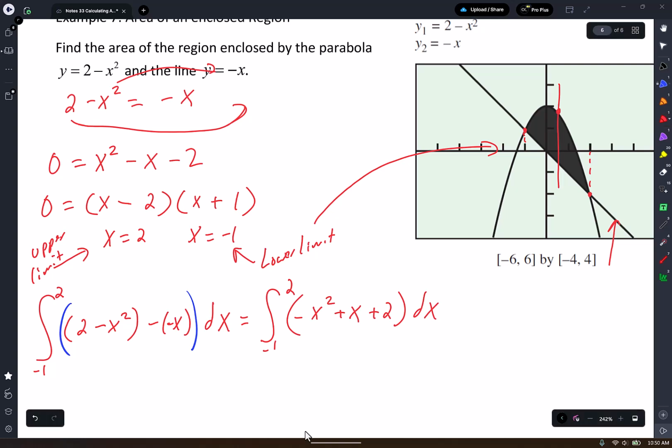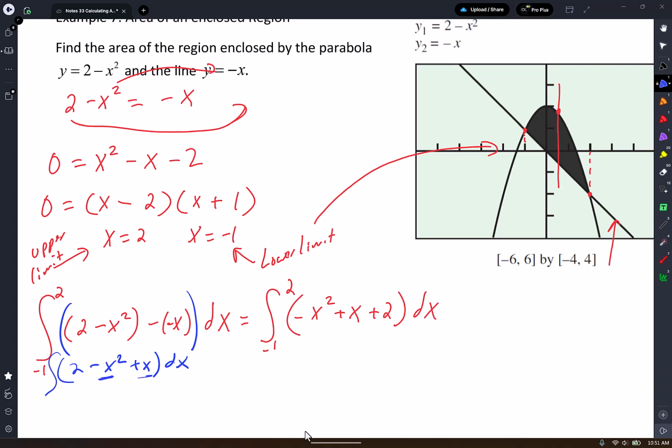You can go slow, guys. You can look right here if I distribute this. 2 minus x squared plus x, all this like that, dx, integral. But I'm just writing this one first, and then that one, and then that one. Negative x squared plus x plus 2.